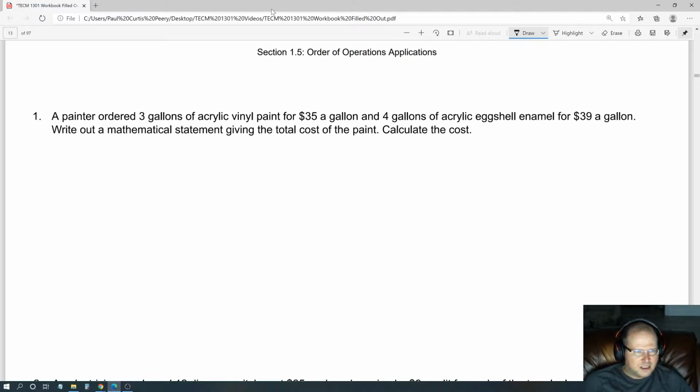Calculate the cost. Okay, so we're going to multiply the number of gallons of paint by the cost per gallon of paint, right? So for instance, we're going to say 3 times 35, and then over here, we're going to have something like 4 times 39. And then once you figure out what those are, you would simply add those together, and that would give you the total amount for the paint, right?